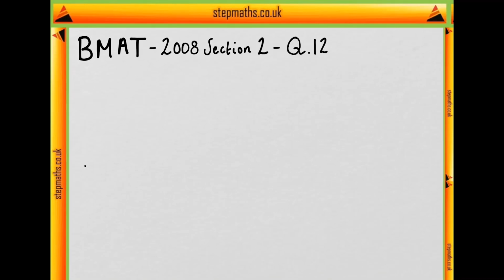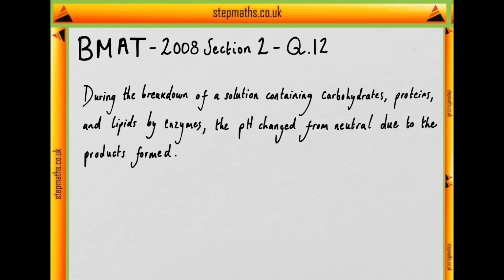In question 12, we're given the following information. We're told that during the breakdown of a solution containing carbohydrates, proteins and lipids by enzymes, so it's an enzymatic breakdown, the pH of the solution changed from neutral, and that's due to the products formed. So we have carbohydrates, proteins and lipids, and they're broken down by enzymes, and the pH is what changed.